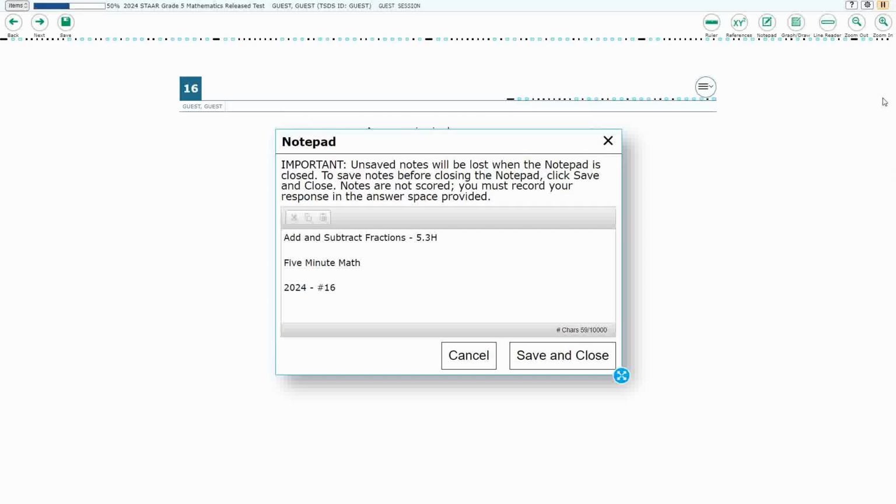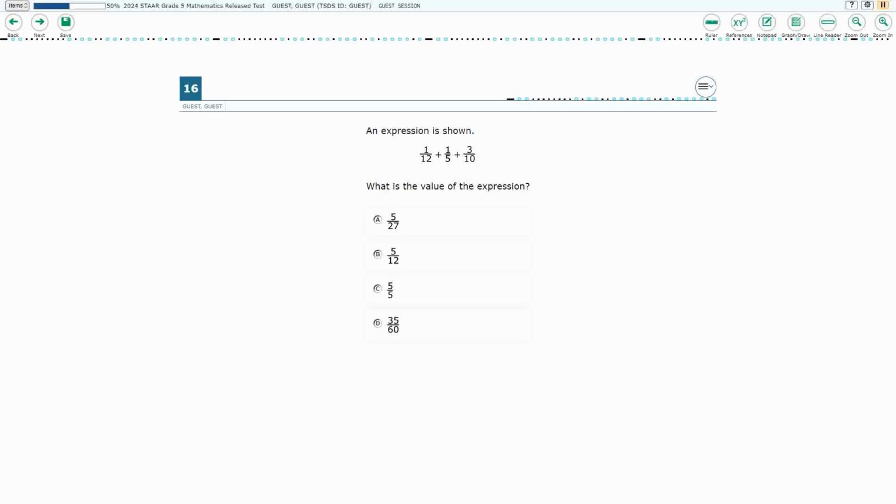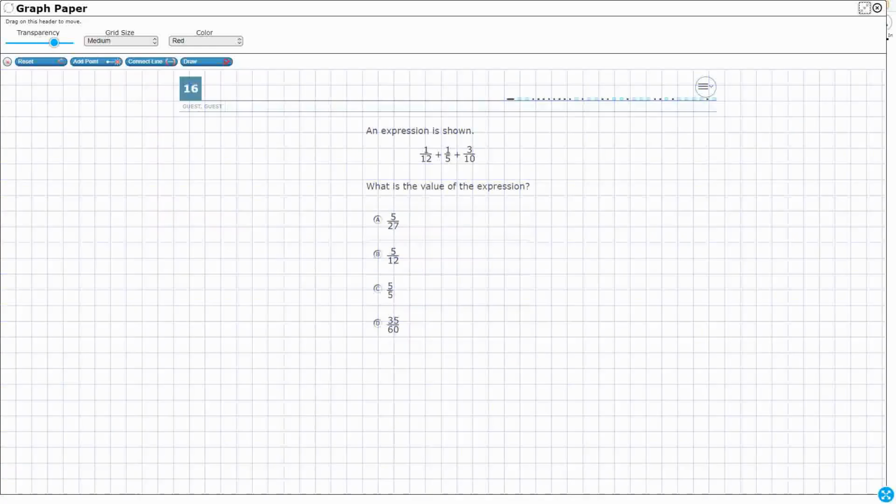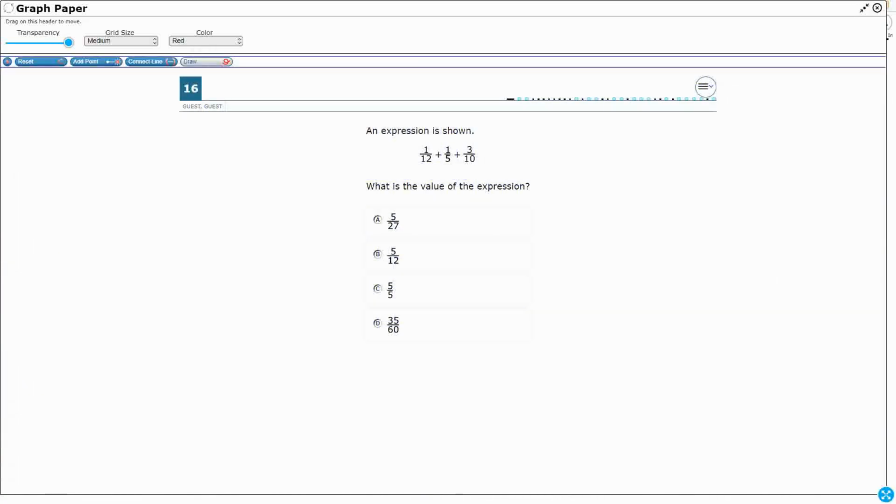Today we are looking at the 5th grade concept of adding and subtracting fractions. This is Standard 5.3H in the great state of Texas. We are using item number 16 of the 2024 released STAAR test. If you haven't done so already, please go ahead and take a moment to pause the video, work this problem out on your own, unpause it, and we will look at our answers together.